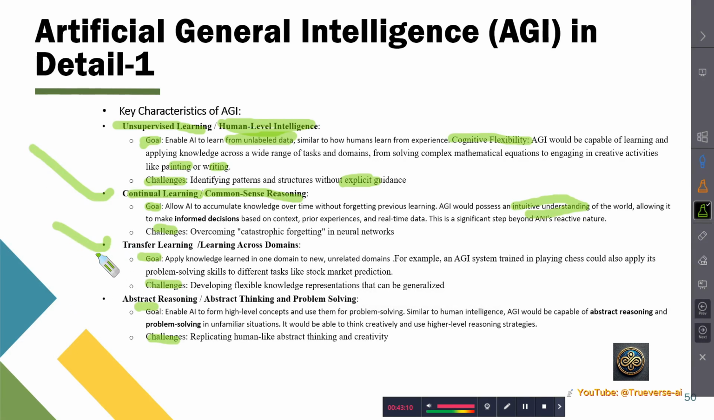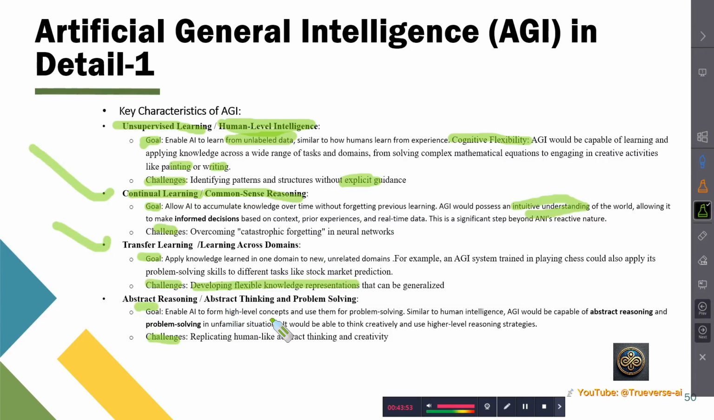Transfer learning is another one: learning across domains, from one domain to another domain. An AGI system trained to play chess could apply its strategic thinking to the stock market. So the challenge is that developing flexible knowledge representation that can be generalized across domains remains a significant challenge. Flexible knowledge representation.